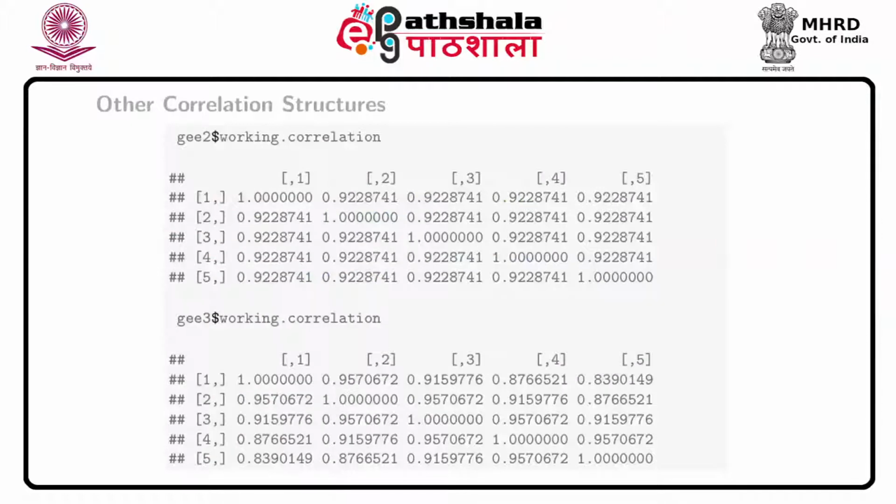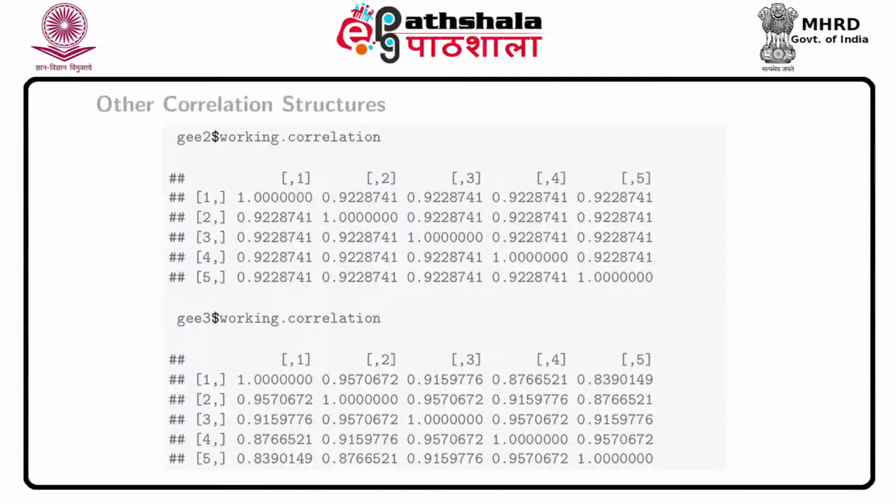Interestingly, let's see what the estimated correlation structures come out to be. When we say that GEE2 has an exchangeable correlation structure, we see that the value of rho comes out to be 0.92287. So that's 0.923. And that's the correlation assumed between any pair of observations for a given individual.